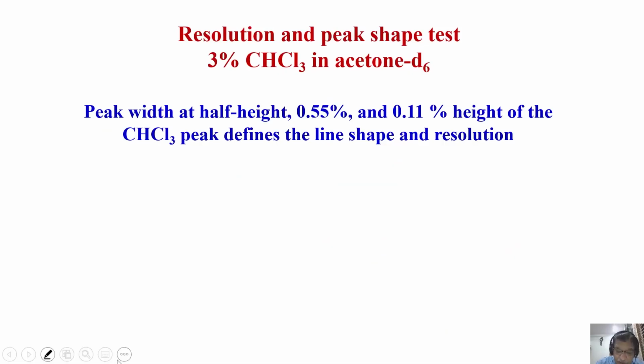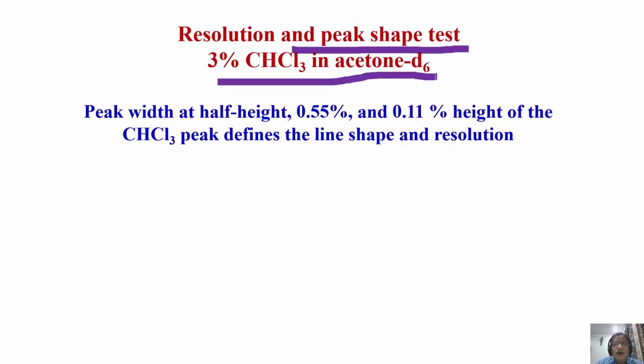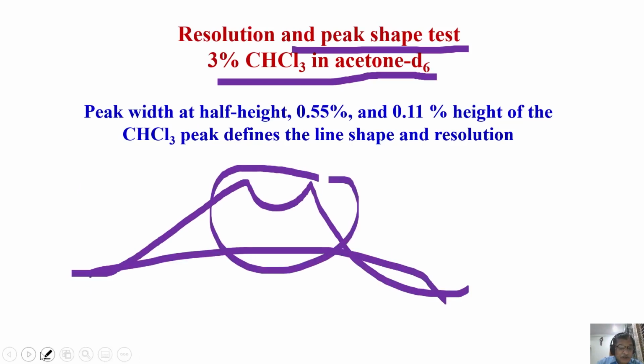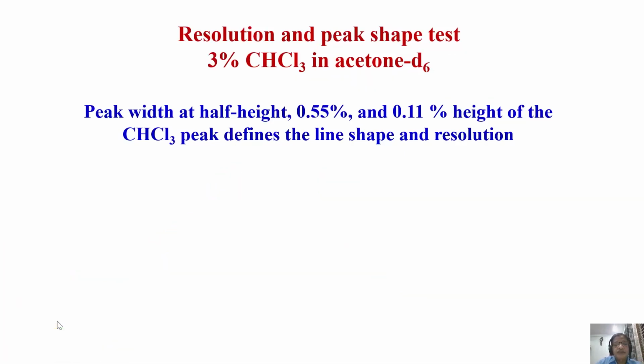Okay, next I want to tell you something about resolution and peak test. I do all sorts of tuning, shimming, everything. I get a peak. But how do I know I have got very good resolution and my peak shape is correct? Not only should you get a resolved peak, you must get a perfect peak shape like a Lorentzian. If I get a peak like this, you may resolve the peaks, but you see the shape, that's not good. So you must optimize the parameters such that your resolution is better and your peak shape is proper.